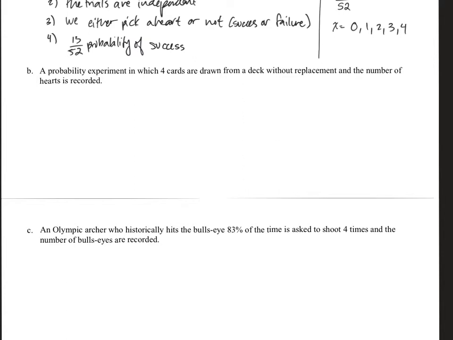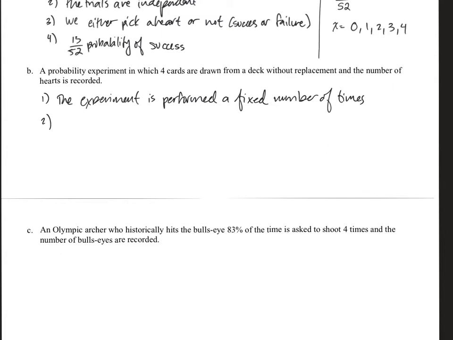Let's go ahead and follow the same criteria. First, is the experiment performed a fixed number of times? The answer is yes, it's performed 4 times. So the experiment is performed a fixed number of times. Second, are the trials independent?